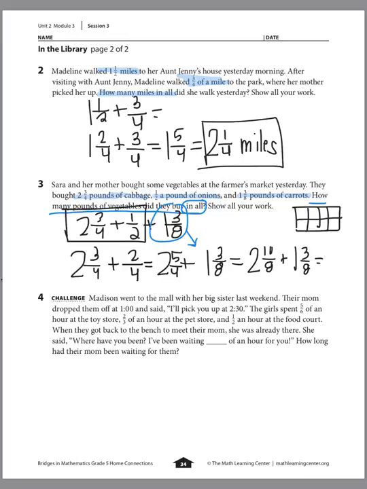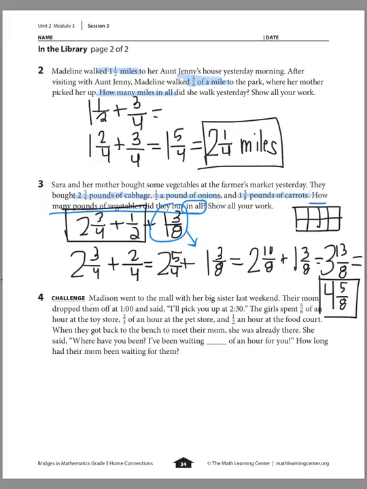That equals 3 13/8. Now 13/8 is an improper fraction. I would accept this as a correct answer, but to make it proper, we're going to go ahead and say that that equals 4 5/8. So the answer is 4 5/8 pounds. Let's look at the challenge.